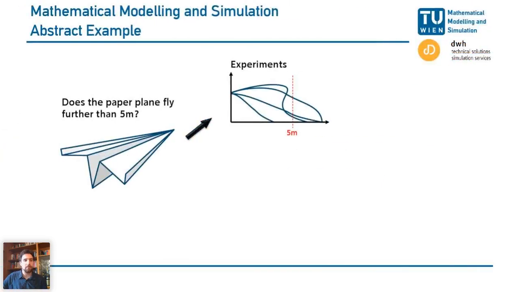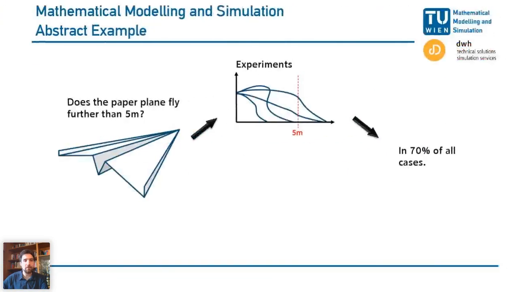Well, we can make some experiments. We can fly the paper plane a couple of times, and we will find out in most of the cases it flies far further than 5 meters. And I cannot give a yes or no answer, but probably you can give something like a statistical answer, and you can say, okay, in 80% of the cases, the paper plane was flying further than 5 meters.